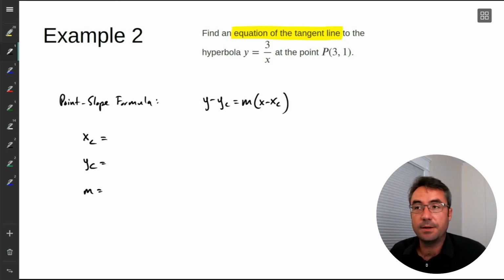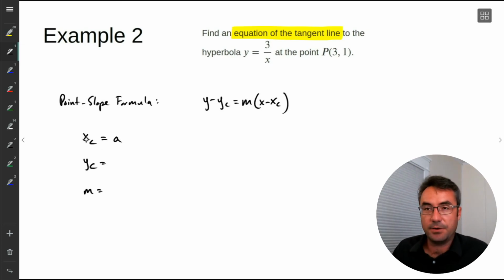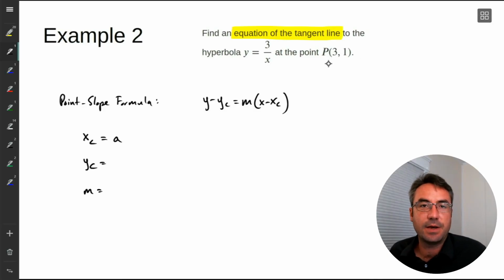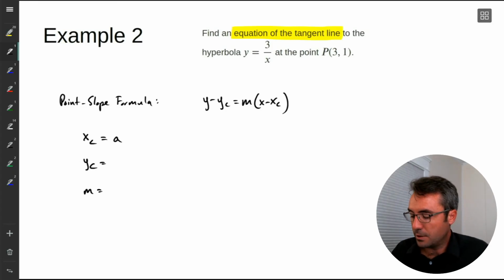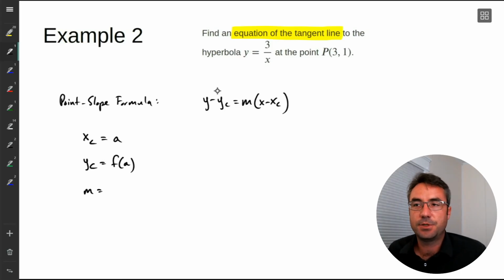Well, the x coordinate is just the a value. Here we're given the x value, but it's wherever we're interested in for our tangent line. We're also given our y coordinate, but in case we weren't, how would we find the y coordinate? Well, we would take our x value, our a value, and just plug it into the function. So you just evaluate f of a.